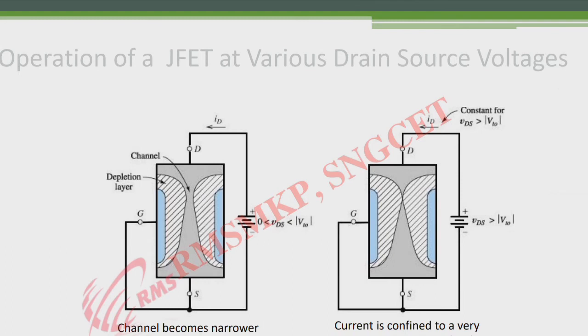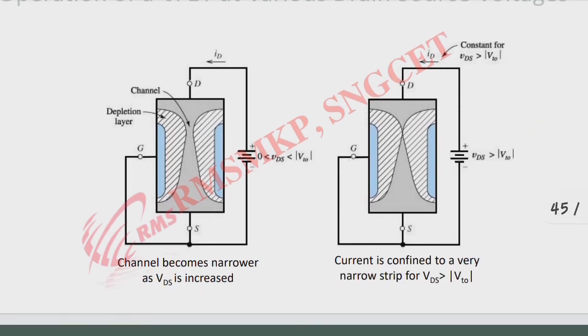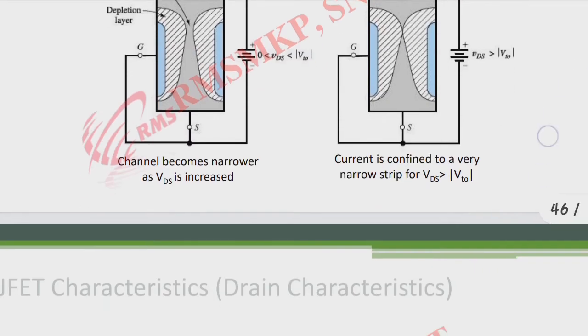Operations of JFET at various drain source voltages. The channel becomes narrower as VDS is increased, in the first diagram. Second, the current is confined to a very narrow strip for VDS greater than the modulus of VP. The current is constant for VDS greater than VP.